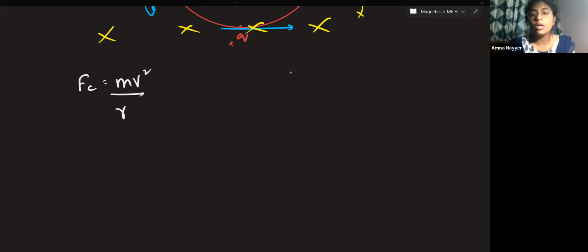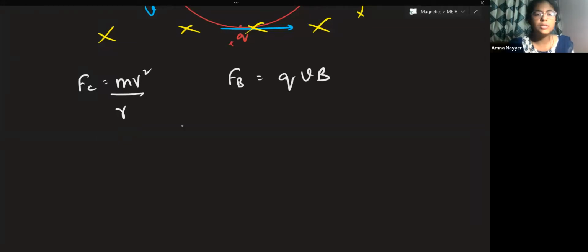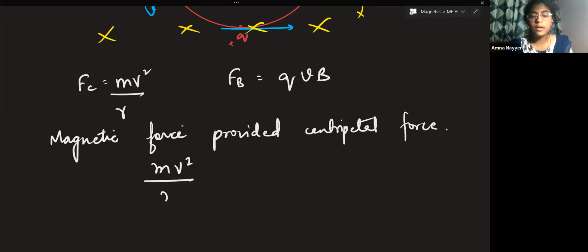And what was the magnetic force that we studied? QVB. So both these forces are equal. Basically, if magnetic force provided the centripetal force, then mv square divided by r is equal to qvb.